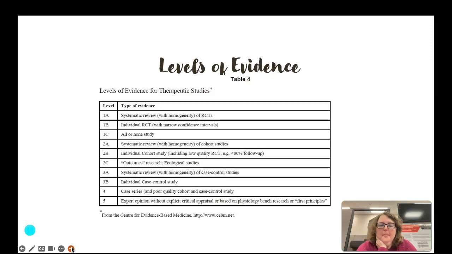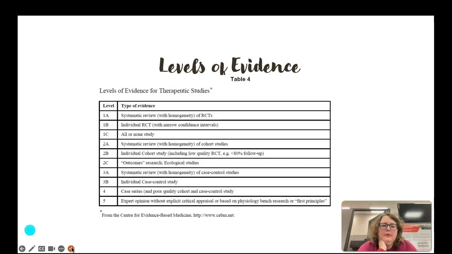to do meta-analysis. 1B is an individual randomized controlled trial with narrow confidence intervals. 1C is an all or none study, which means that everybody had the outcome of interest and it did not make sense to randomize them into a randomized controlled trial because not providing the intervention would have caused fatality.